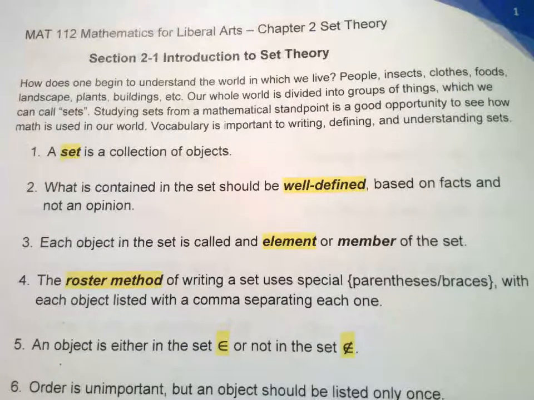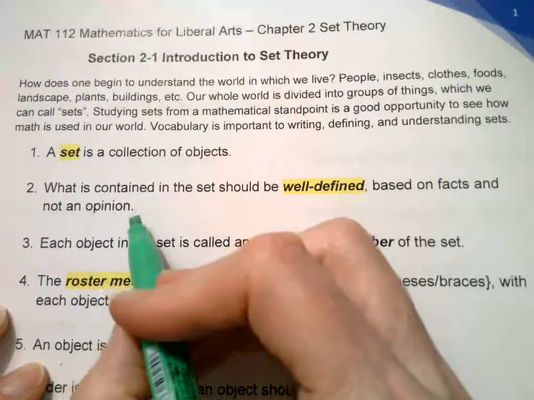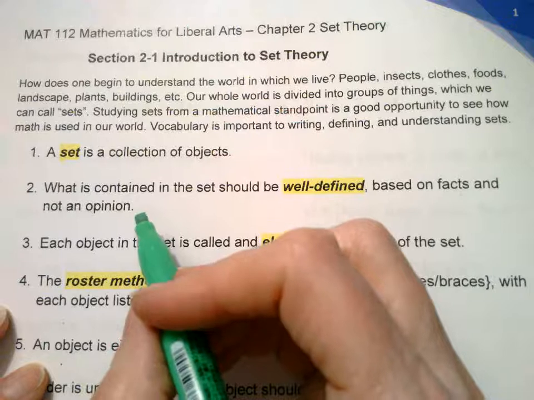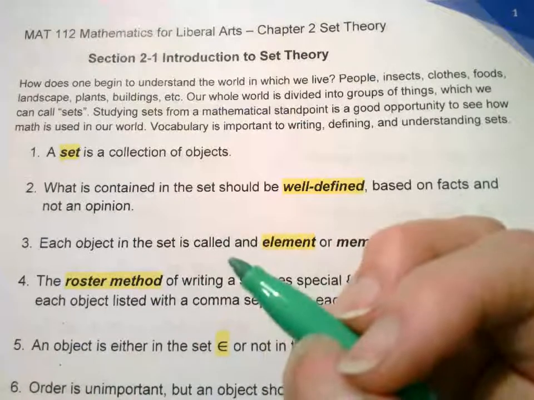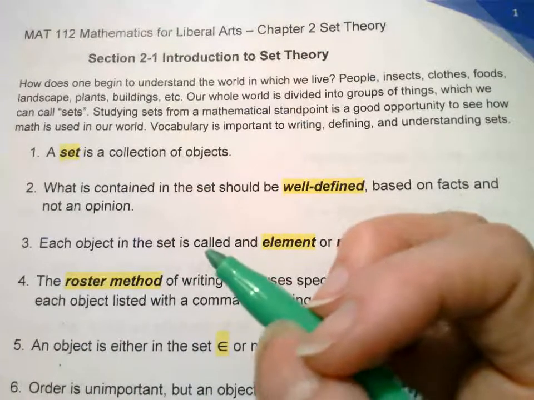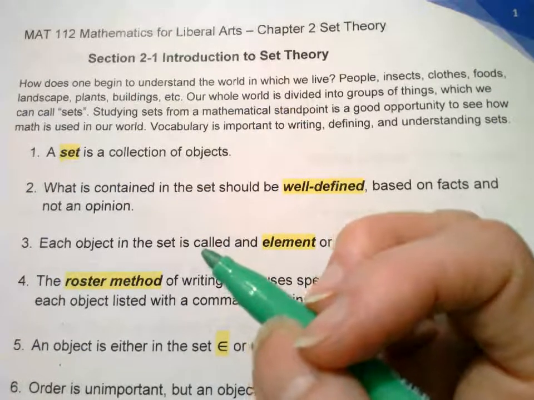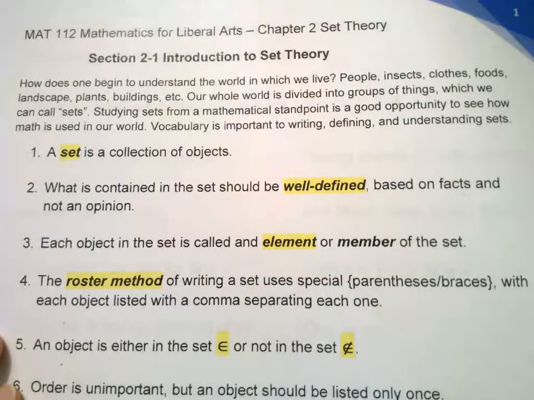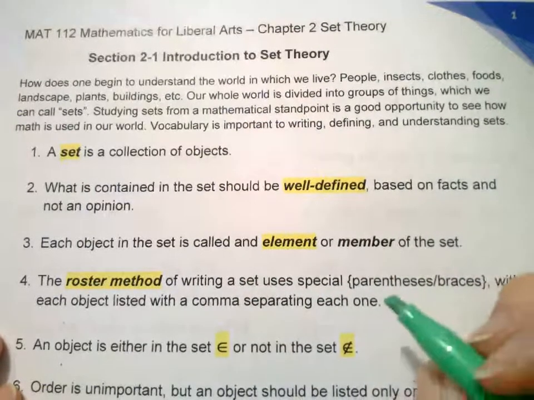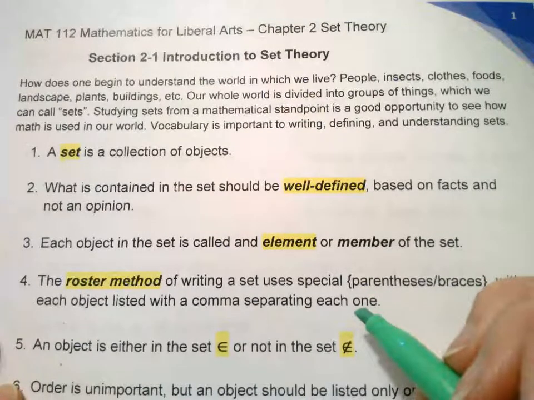And when you create that set, you want it to be well defined based on facts and not opinion. So try to be as specific about what is in the set as possible. People that have many cats, how many is many? I mean, that's kind of vague. Is it people that have two cats, people that have one cat? But a set should be something that you can be sure about.